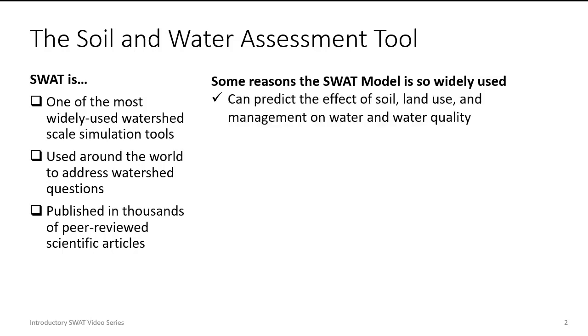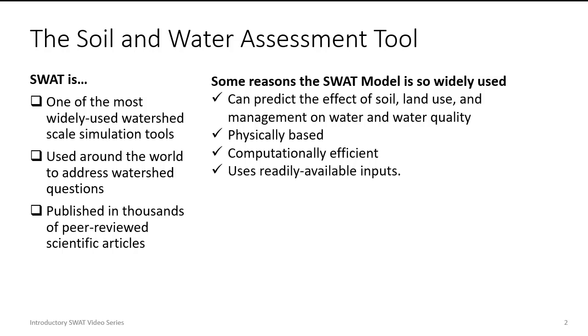There are many reasons. First, it has the capability of predicting the effect of soil, land use, and management on water and water quality. That's the basic function of a watershed model, and many are capable of doing that. Second, it's physically based, which means that it can represent changes in management, such as fertilizer application, through the actual processes, not just a change in a number. Third, despite its complex representation of watershed processes, SWAT is computationally very efficient and uses readily available inputs, meaning that it's designed to be used with realistic amounts of input data.